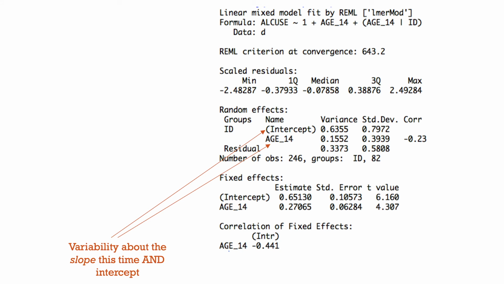Right there, 0.6355 represents the degree to which individuals vary in the amount of alcohol they consume when they are 14 years old, because again, when they're 14 years old, that is the intercept value, or that is the value at which the slope is equal to 0. And then the 0.1552, age 14, represents the degree to which these young individuals vary in the degree to which they increase in their alcohol consumption as they age.